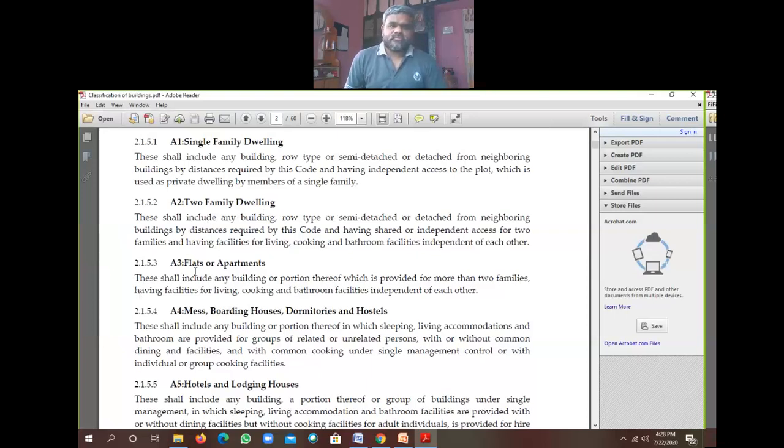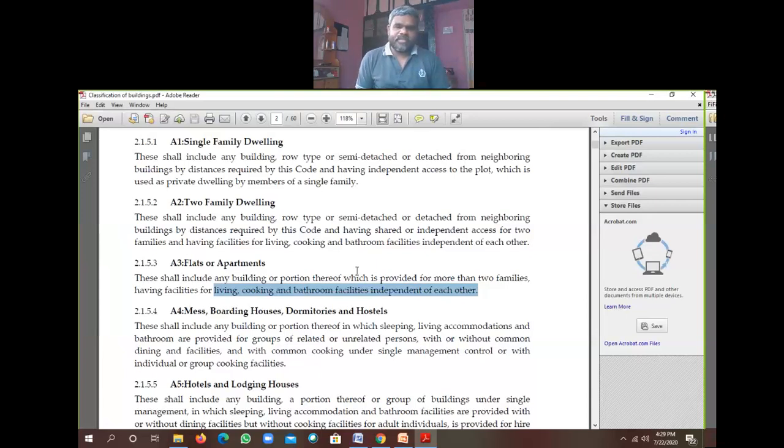Group A3 residential buildings are flats or apartments. They shall include any building or portion thereof which is provided for more than two families, having facilities of living, cooking, bathroom facilities independent of each other, right? So these are the main criteria to describe different buildings, like apartments in cities. There are more than two families staying in one apartment, in different flats, and they have separate living, cooking, bathroom facilities independent of each other.